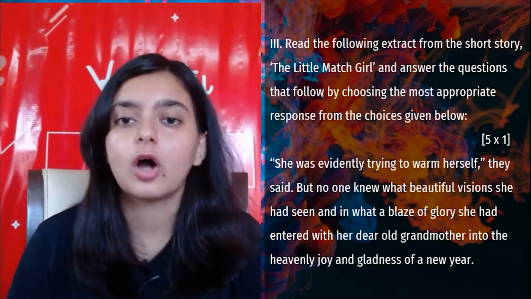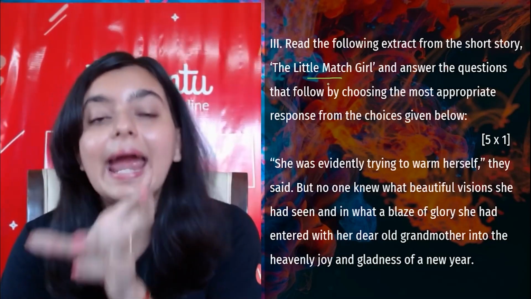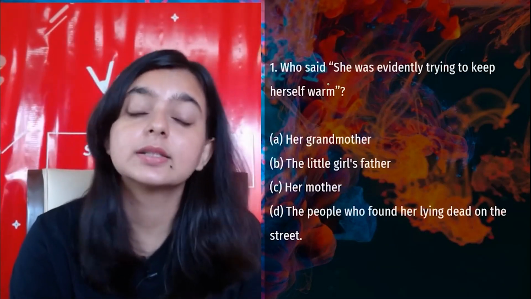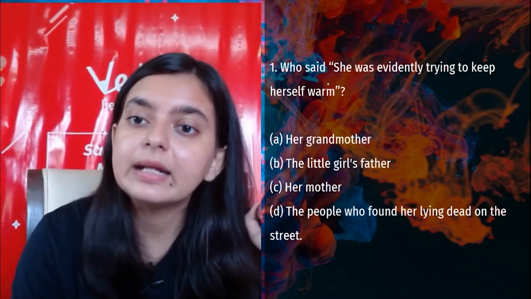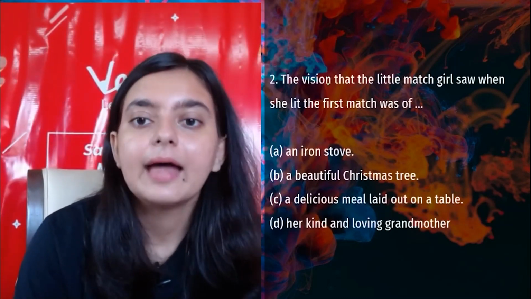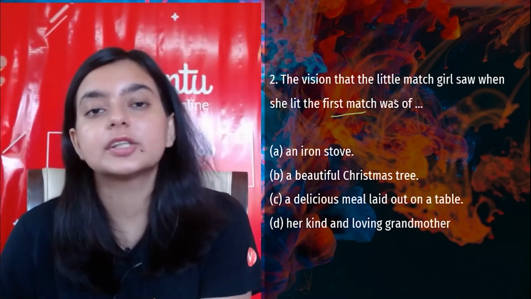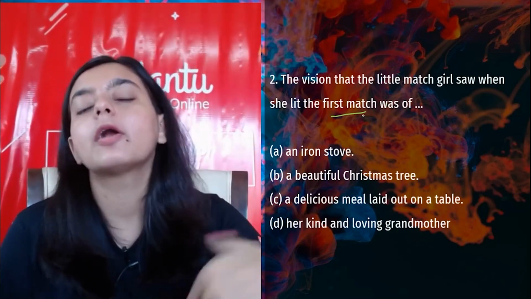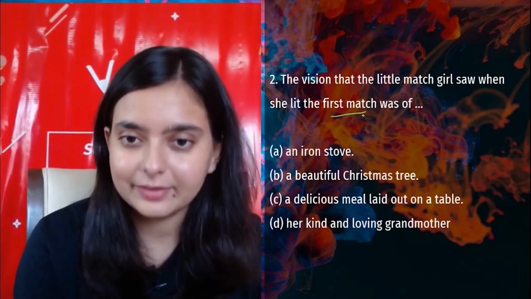The last part of the story, the Little Match Girl. Please focus on that part because that is going to be how did the story end? The ending can have a lot of questions, okay? And I have also discussed at length with you the ending. So who said she was evidently trying to keep herself warm? Obviously the people who found her dead, right? The vision that the Little Match Girl saw when she lit her first match. So many questions from the vision. The visions are important. The symbolic representation of the visions are important. And lastly, the ending of the play is also very important. So please focus on these areas.